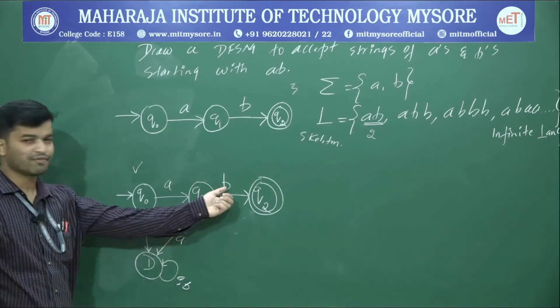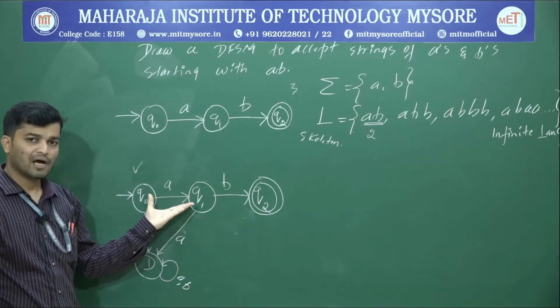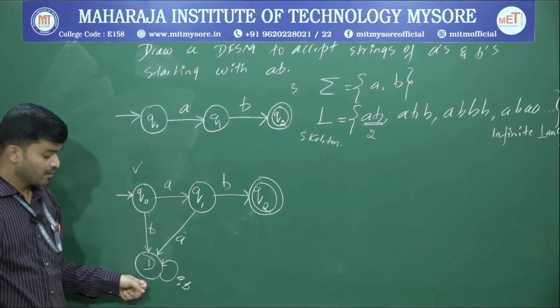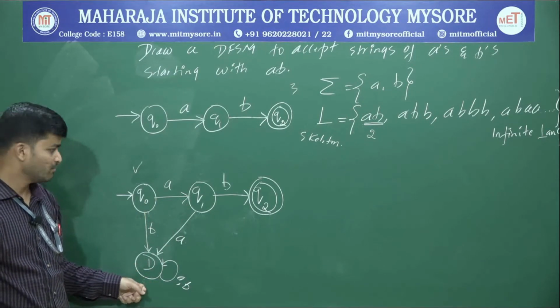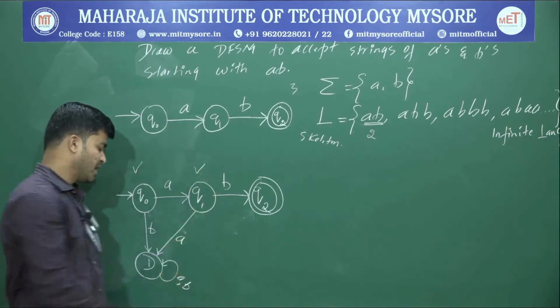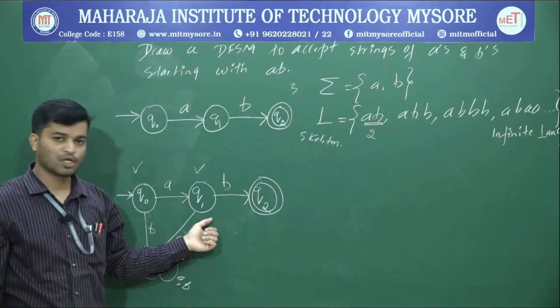Just remember, it should start with AB. Therefore, I should not disturb that AB. Whatever the other inputs, they should be connected to the dead state. Now, if you observe Q1, there's a path for A, a path for B, and sigma is A, B. Therefore, Q1 is also over.